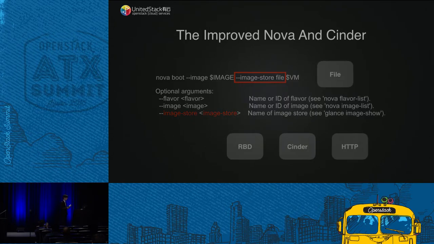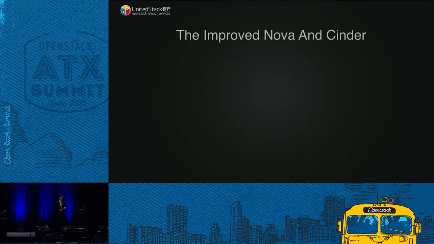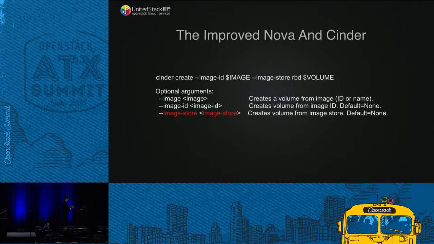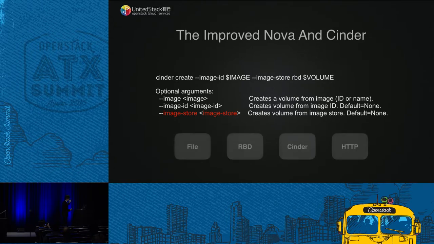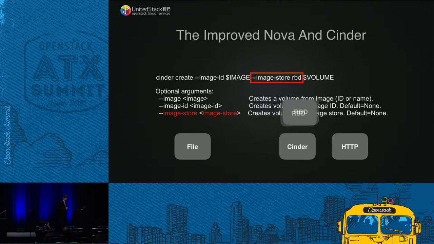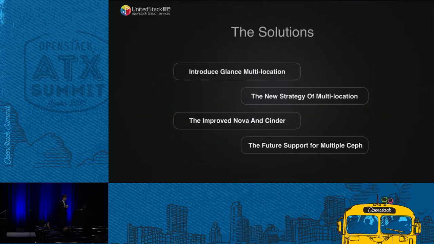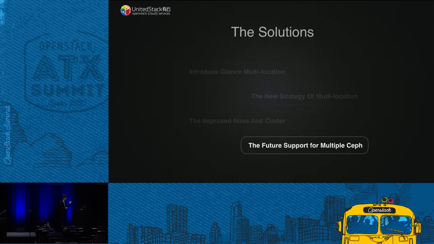Well, it always works. And in a similar way, Cinder has similar functions when creating a bootable volume from Glance. So we can specify the image store. In this case, it's RBD. So then the function will return the RBD locations to the service. After adding this new feature for Glance, Nova, and Cinder, we are able to choose the specified location of the image. And that's really a great improvement for Glance to support multiple backends.